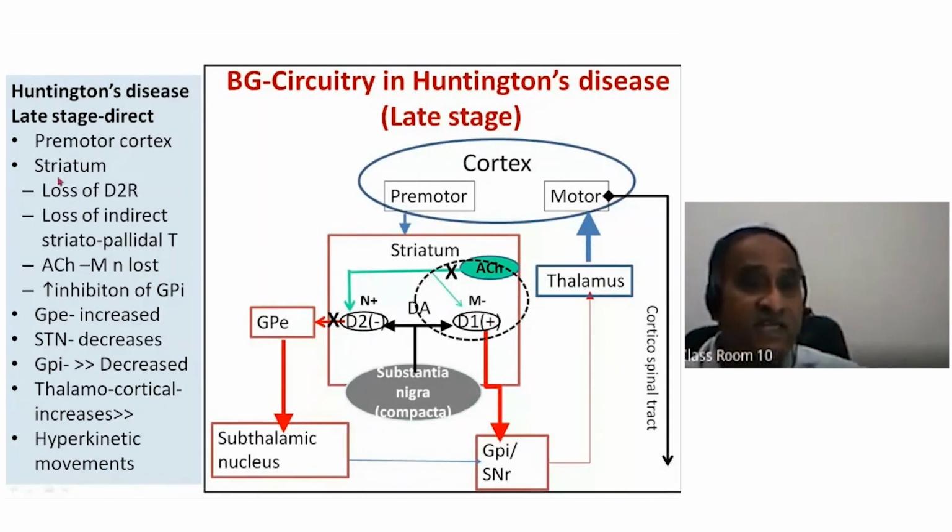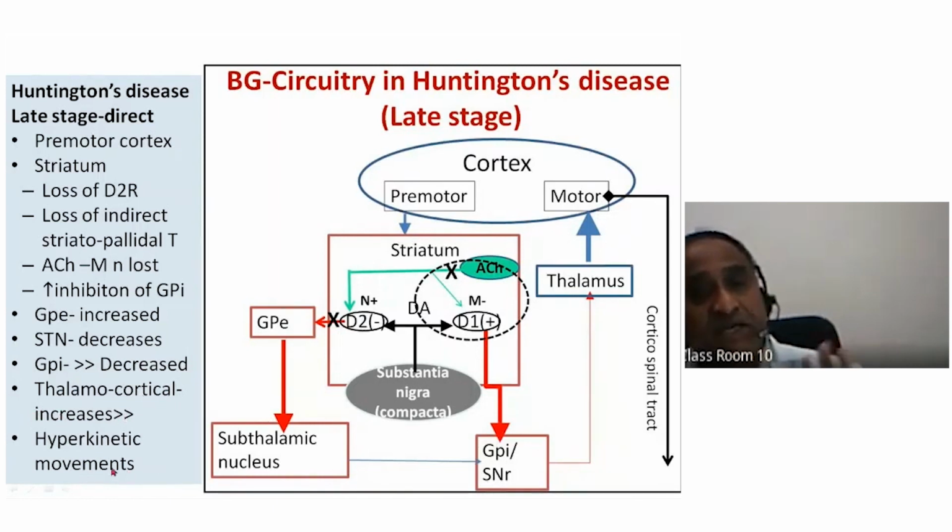Here I have added this thing. What happens in the striatum? Already the D2 receptor loss is there. Already loss of the indirect striatopallidal tract is there. But now acetylcholine, intrastriatal acetylcholine loss results in the increased inhibition of GPI. And this subthalamic nucleus, GPI and thalamocortical, and especially the final GPI, is greatly decreased, and thalamocortical outputs are greatly increased. So that is hyperkinetic motion.